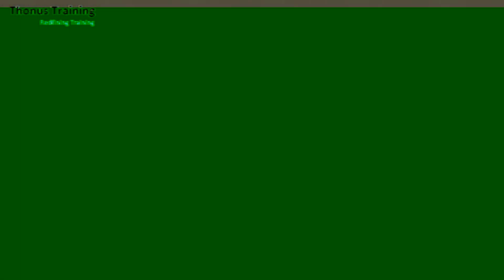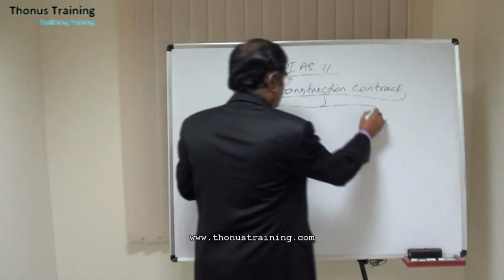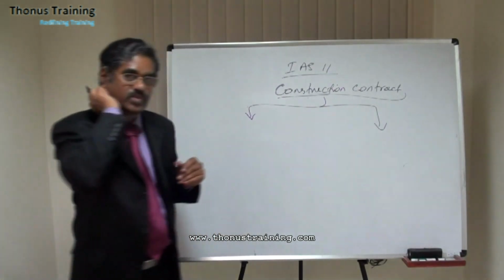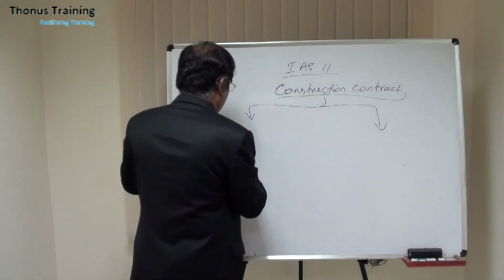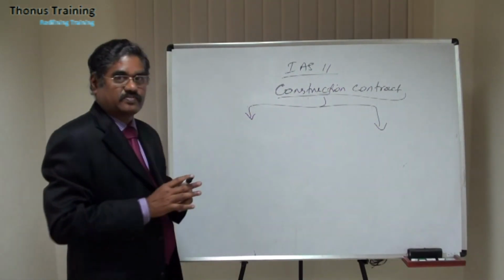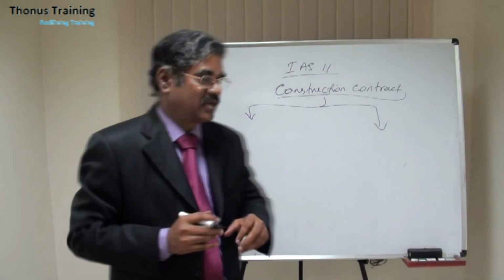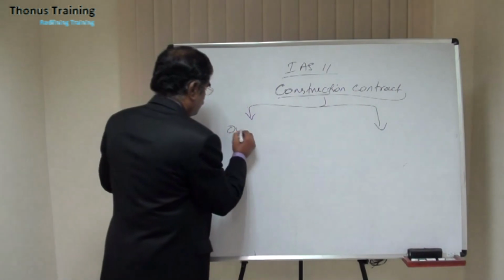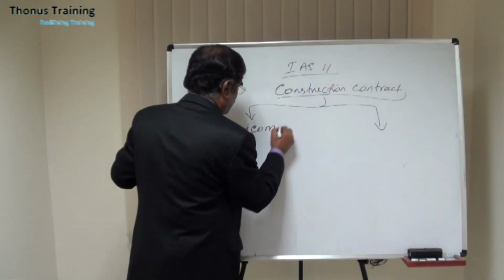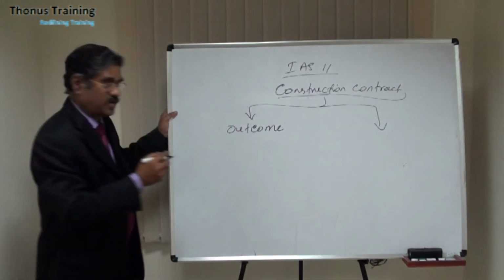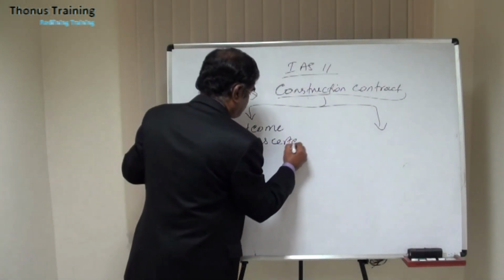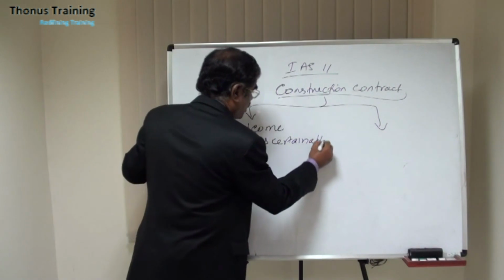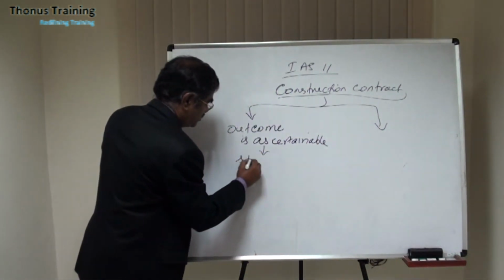IAS 11 divides the construction contract into two. Number one, cases where you will be able to ascertain the end result. Where the outcome is ascertainable, you have to account for the revenue based upon stage of completion. Where the outcome is ascertainable, you are going to follow the stage of completion method.